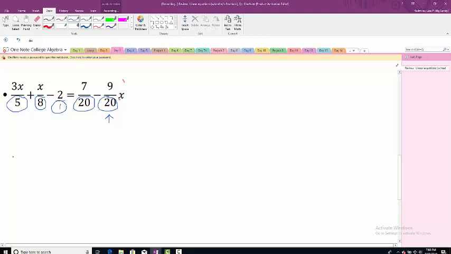So we're going to write all of these fractions with a common denominator. So just like before, when we did this with just fractions, we set it up with all of our denominators, and if we have x's on any of the fractions, we want to put those too.